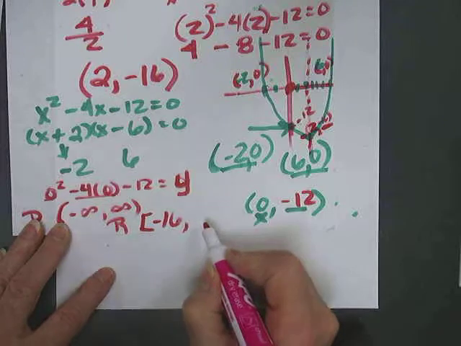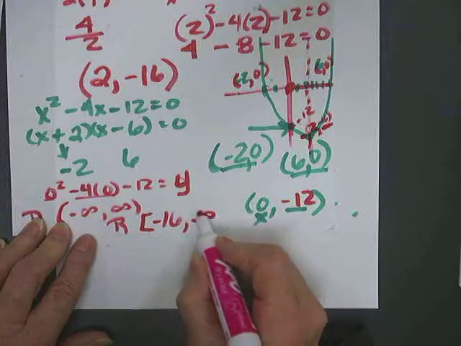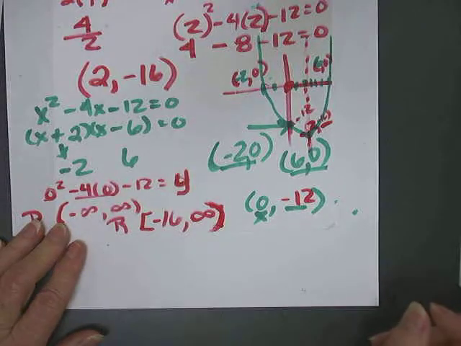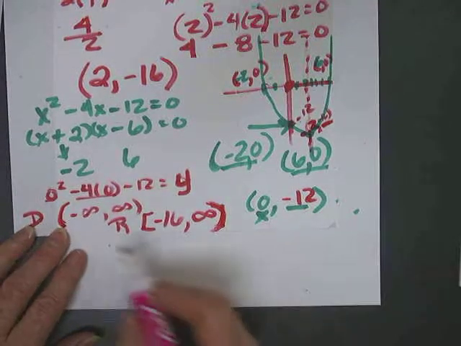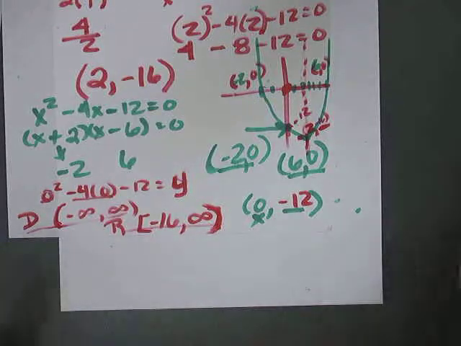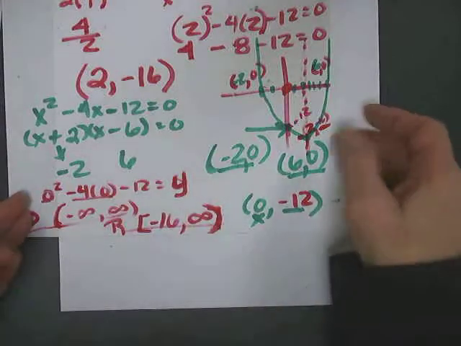So what's the least? Negative 16. But it can be negative 16, right? So we're not going to put a parenthesis, because it can never be that. We put a bracket. Negative 16, all the way to infinity. Oops, that was not a bracket, that's a parenthesis for infinity. So there's our domain, and there's our range.